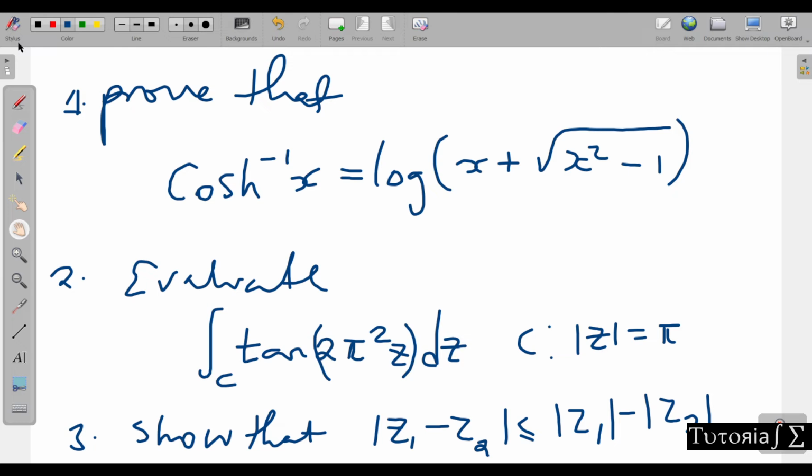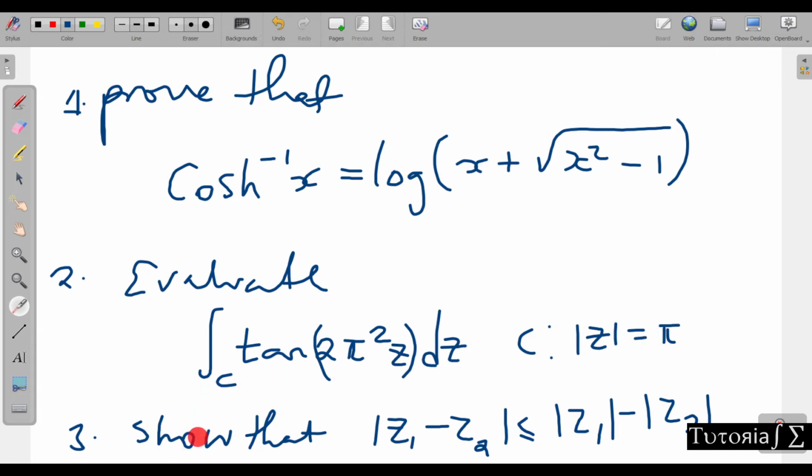Alright, so we're going to do these three questions on the board. We have the first one, which is asking us to prove that the Cosh inverse of x is equal to the log of x plus the root of x squared minus 1. That is the first question we're doing. Then from there we will evaluate the tan of 2 pi squared z dz in the region modulus z is equal to pi.